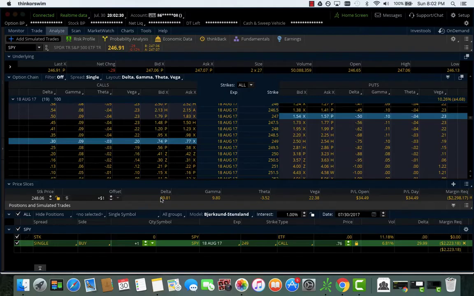So now instead of having the synthetic ownership of 30 shares of stock, if SPY goes up a dollar, because we have a positive 9 gamma on the 249 call, the delta now will be about 39. And instead of having the synthetic equivalent of 30 shares, we will have the synthetic equivalent of 39 shares, right? So that's what gamma is.